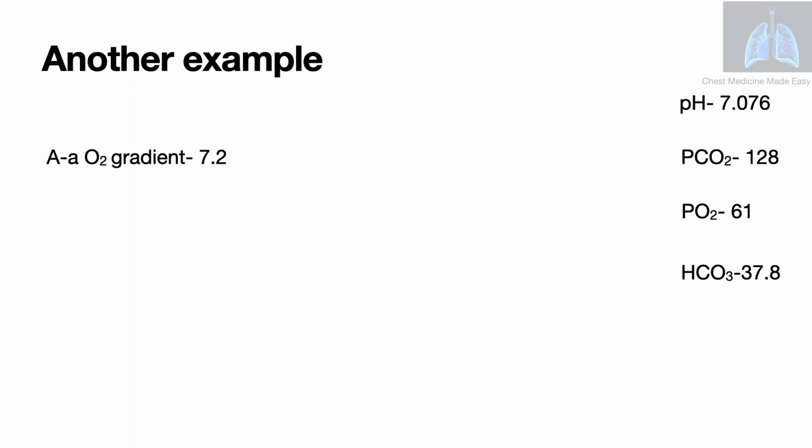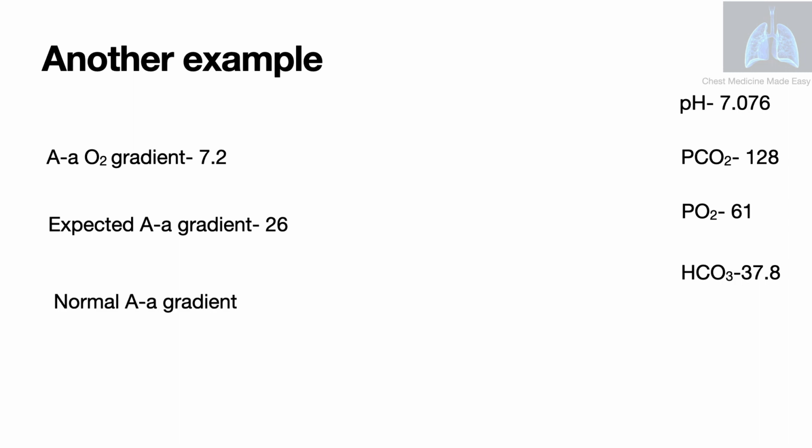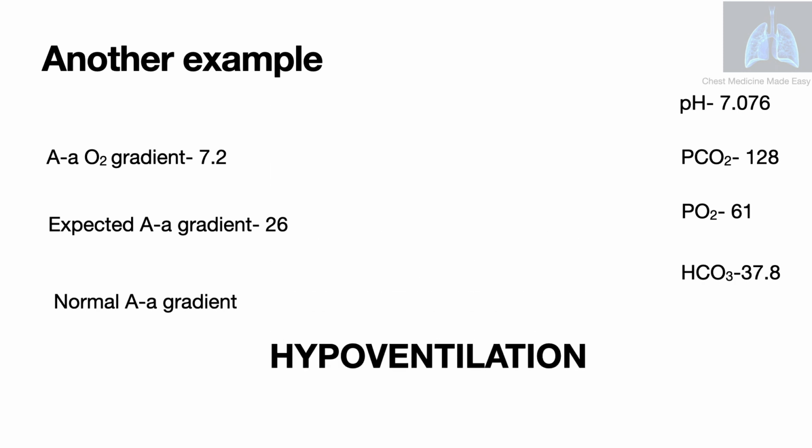So the AaO2 gradient here is 7.2. The expected AA gradient here is 26. So this is a normal AA gradient. So this lady has a hypoxia with a normal AA gradient. So this is an example of a hypoventilation. We will look at the clinical relevance of finding a hypoventilation.